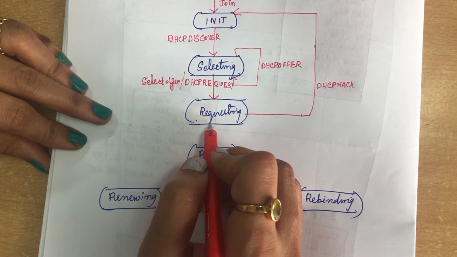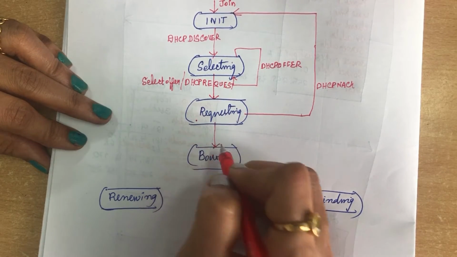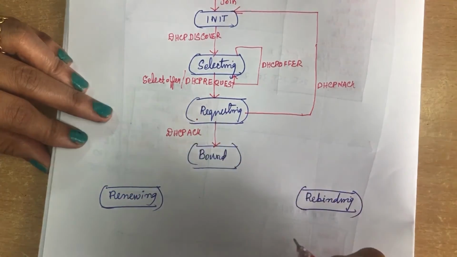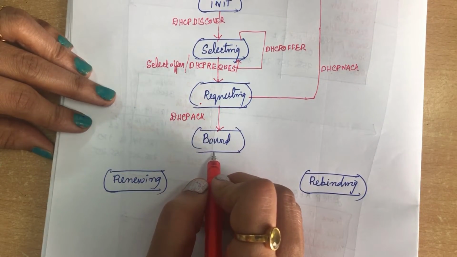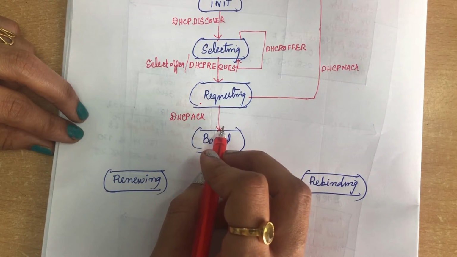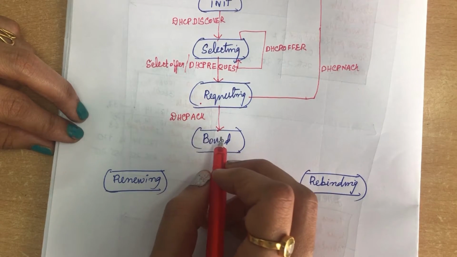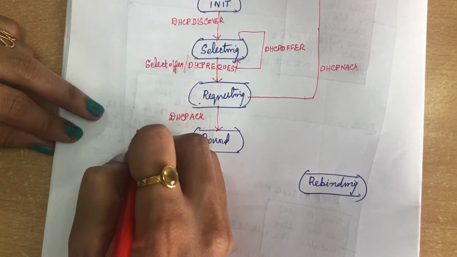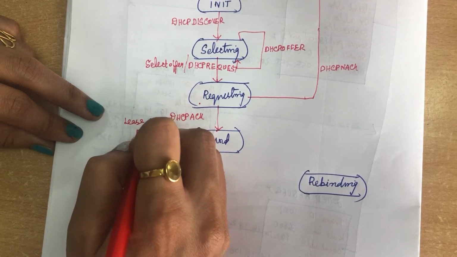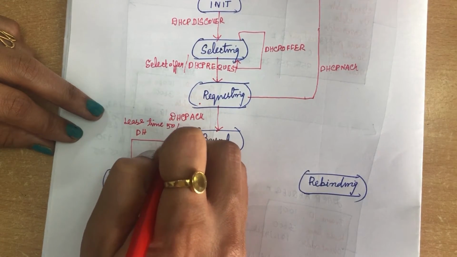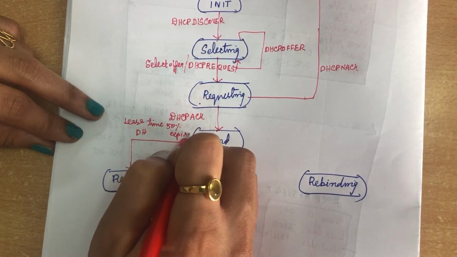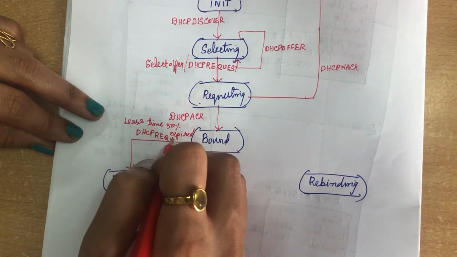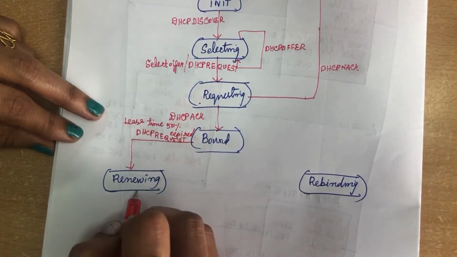Now the client is in the requesting state. When the server sends a DHCP acknowledgement message, it goes into a state called bound state, where it can use the IP address for the specified lease time. If the lease time is 50% expired, it again sends a request message for renewing, so it goes into the renewing state.